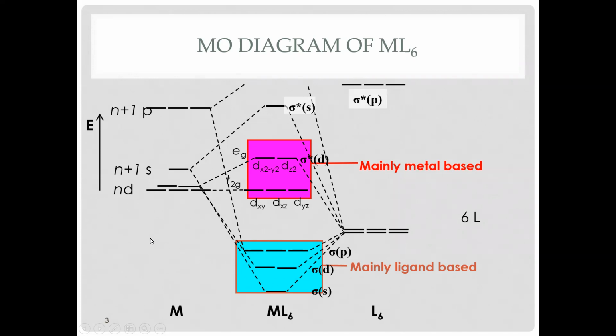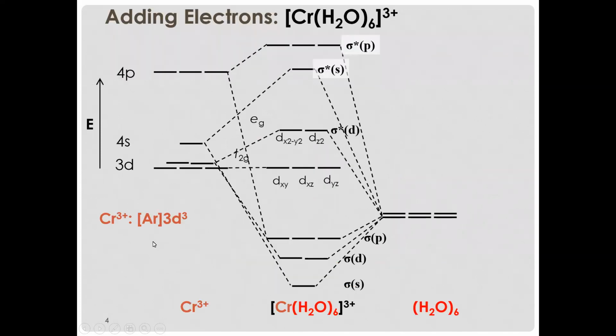So to explain this, let's look at an example. Let's say we take the hexaaqua chromium 3+ ion. So we've got a chromium 3+. Its electron configuration is going to be [Ar] 3d.